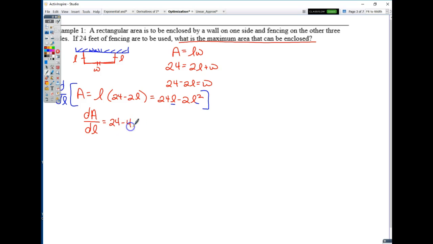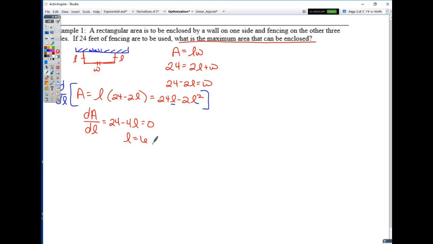24 minus 4L, and we want to set that equal to 0, which means L must equal 6. Not bad.